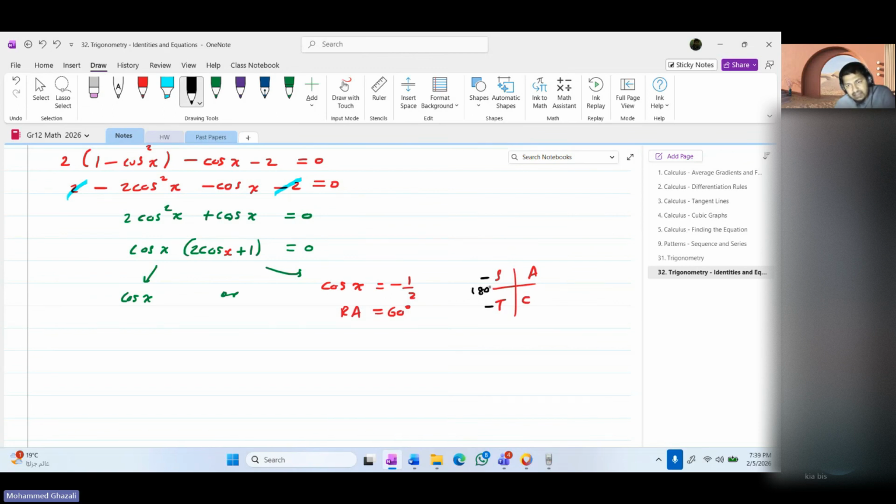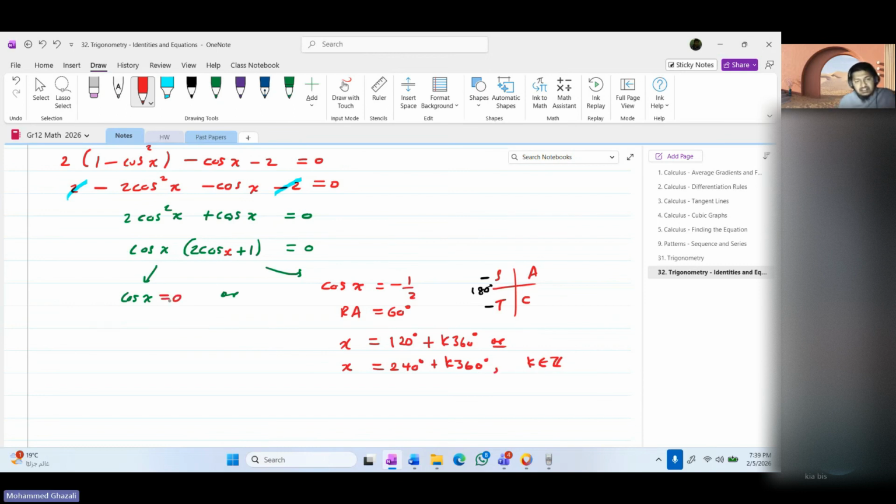We can only use 180. So x is equal to 180 minus 60, which is 120 plus K360, or 180 plus 60, which is 240 plus K360. K is an element of Z, the integers.